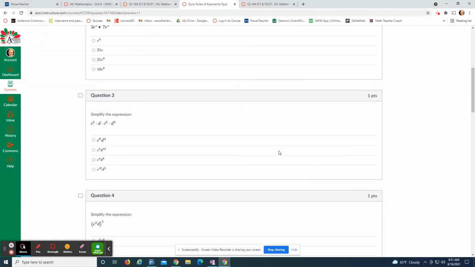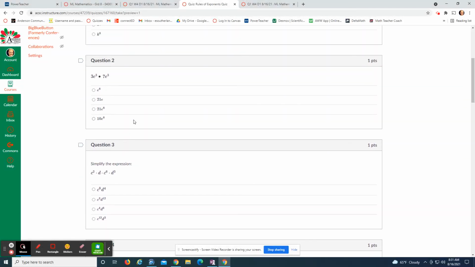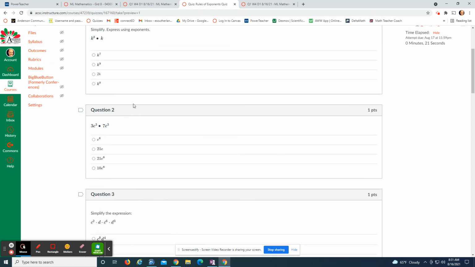Try the best you can. Now, we didn't do one. I want you to take a look at question 2. We're going to do this one together. So, the only part that has an exponent is e on this. E to the third times e to the third will become e to the what? 6, right? We just add them. But you still have to do 3 times 7. 3 times 7 is 21. So this is going to become 21e to the 6th.